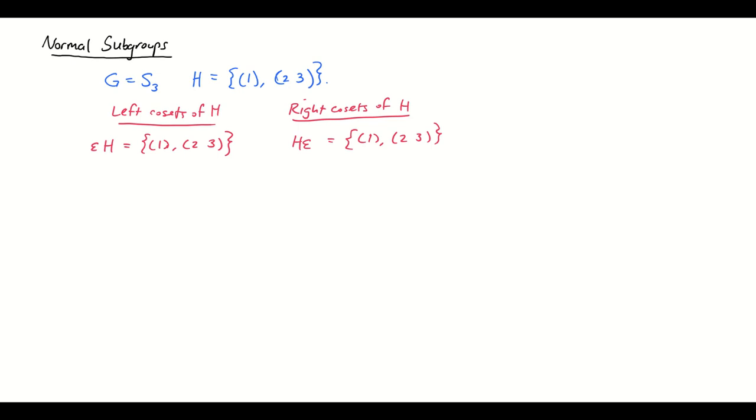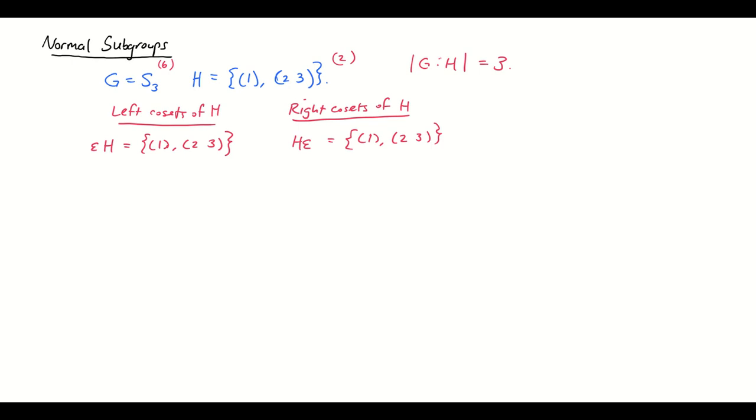Okay, so that's one left coset, that's one right coset. By the way, I know that this group has 6 elements, and I know that this subgroup has 2 elements, so I should expect that the index of H in G, the number of cosets each way, should be 3. All right, so let's just see if we can find 3 cosets each way.